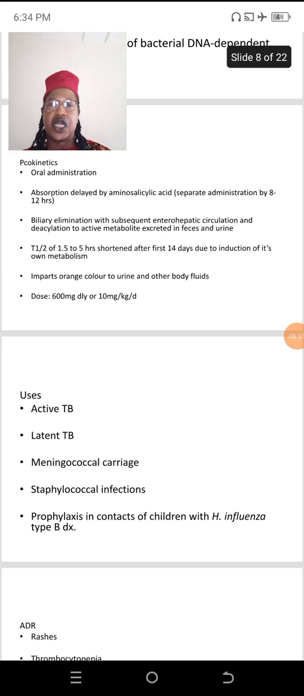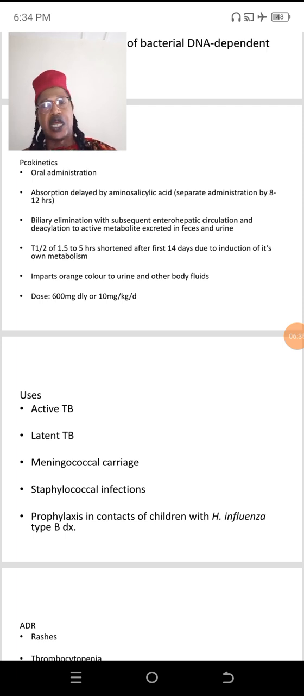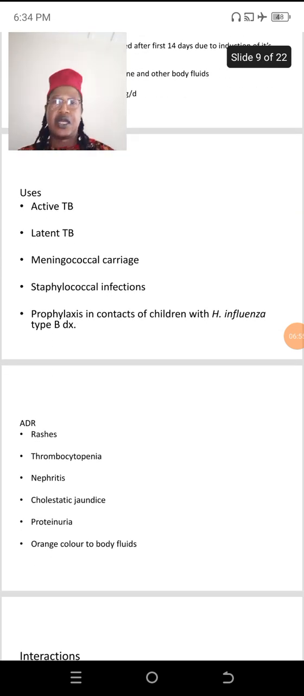Rifampin is used in the treatment of active tuberculosis in combination with other drugs, and in the treatment of latent TB as a single agent. It is also useful in meningococcal carriage, in staphylococcal infections, and also for prophylaxis in contacts of children with H. influenzae type B disease.